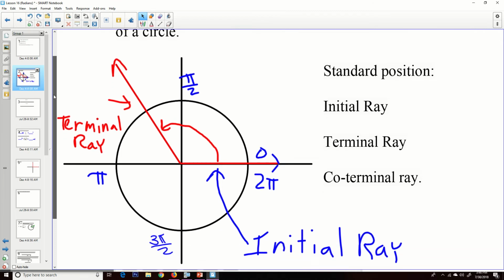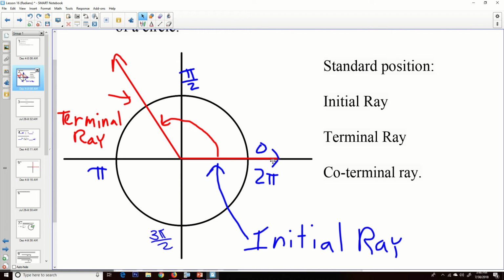Think of it this way. We've got a couple of topics that I want to talk about. If I have a red angle here that is in standard position, that means its initial ray is going to be along the positive x-axis. If it opens counterclockwise, it'll be counted as a positive value, and if it opens clockwise, the way we would normally see it, it's going to be a negative value.